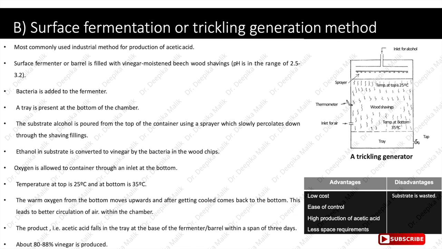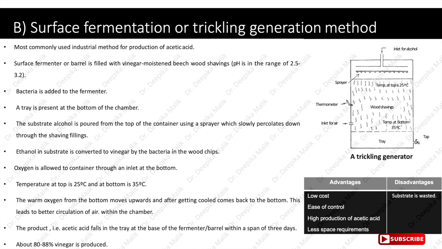Temperature at the top is 25 degrees Celsius and at the bottom is 35 degrees Celsius. The warm oxygen from the bottom moves upward and after getting cooled comes back to the bottom. This leads to better circulation of air within the chamber. The product, that is acetic acid, falls in the tray at the base of the fermenter or barrel within a span of 3 days. About 80 to 90% vinegar is produced.